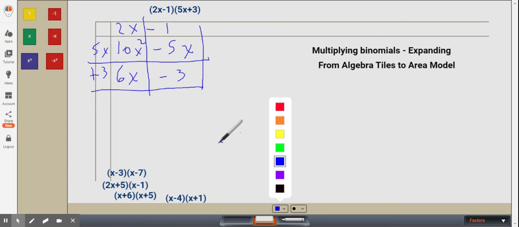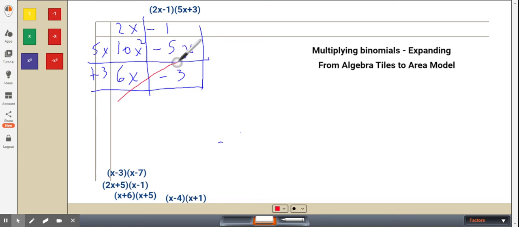Just like before, our like terms are on the diagonal here. And I can see that when I group them, I'm going to get 6x minus 5x, which is just x, or 1x. So then my expansion would eventually look like this. 10x squared plus 1x, or just x, minus 3. This is a 10. Let's make sure that it is clear, it is not 16. All right. And that it is.